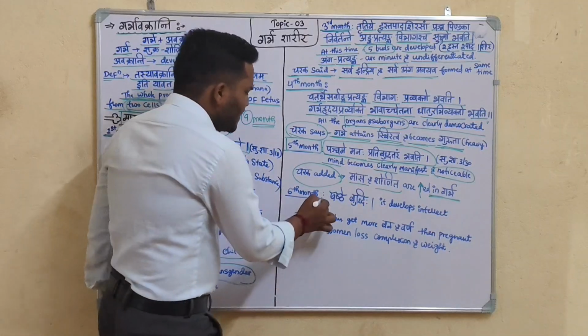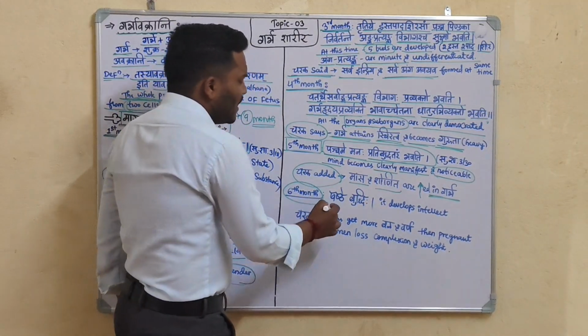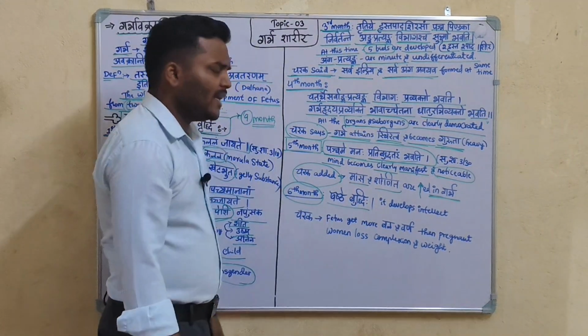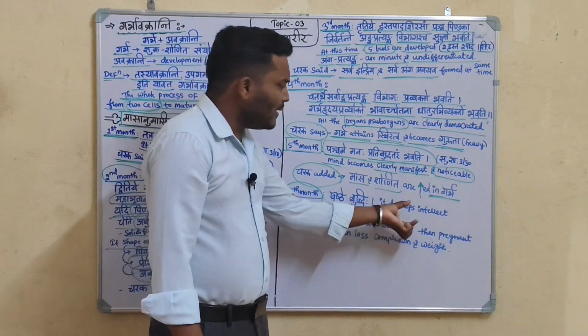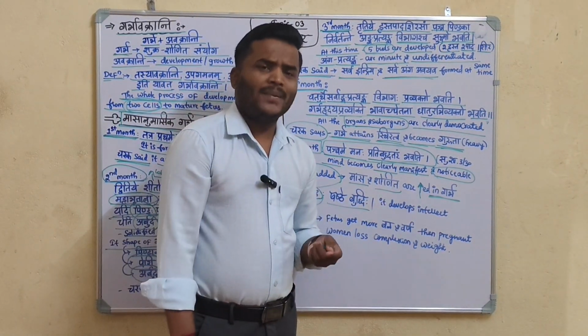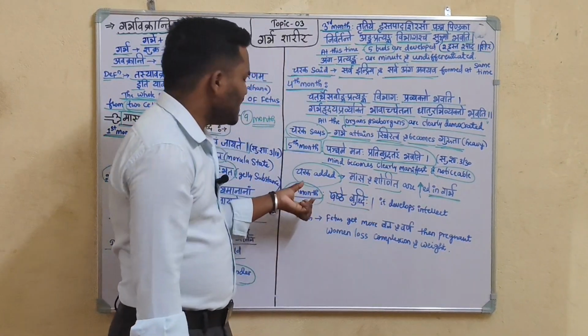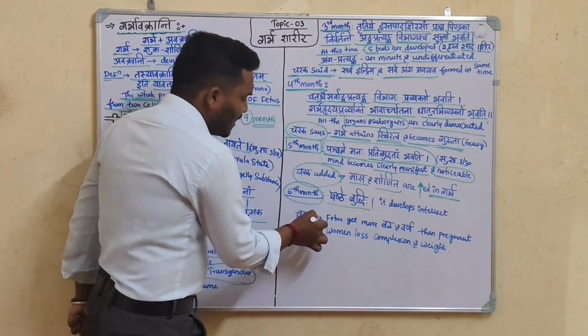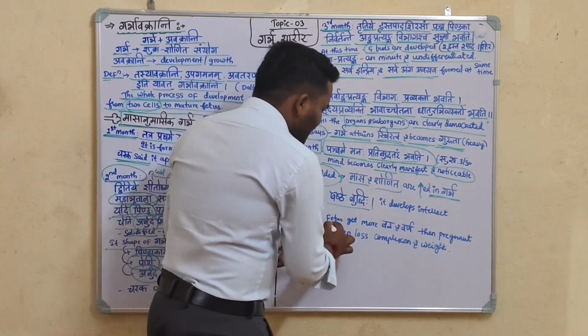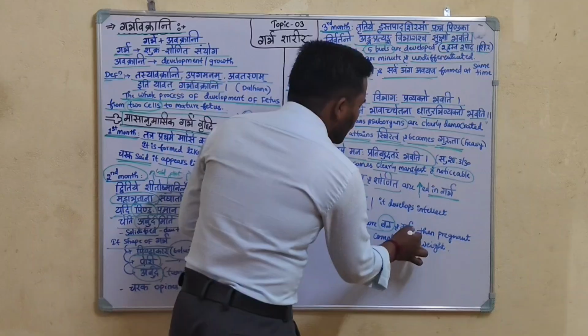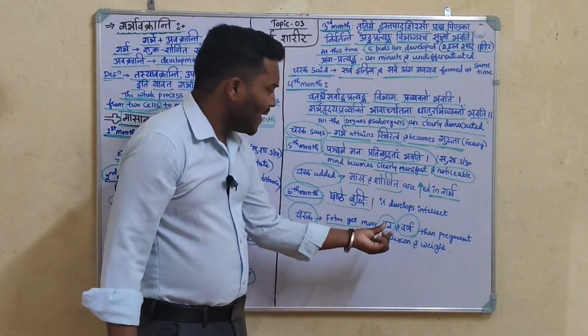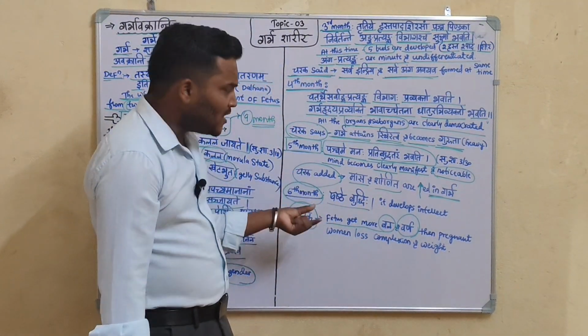Okay, now we see the sixth month. Shashte buddhihi: the fetus develops intellect in the sixth month. Also Charaka opines that the fetus gets more bala and varna in the sixth month.